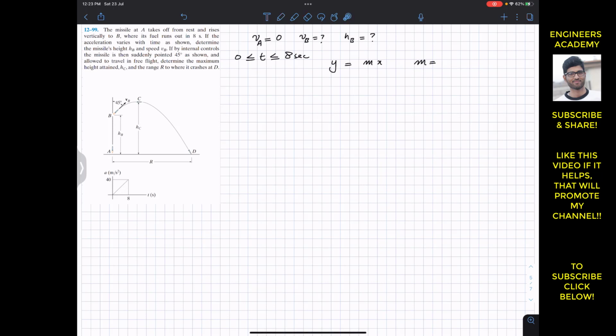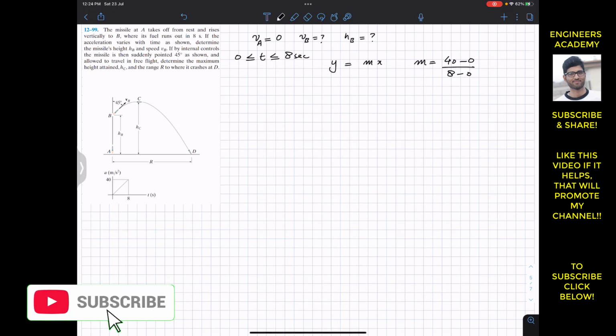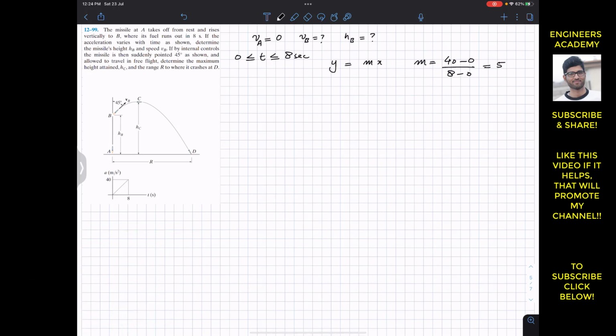So the slope of this line is the rise divided by the run. Now the rise is 40 minus 0, so this is 40 minus 0, and the run is 8 minus 0, right? So we will write that this is 8 minus 0. So this is 40 divided by 8, which gives us 5.